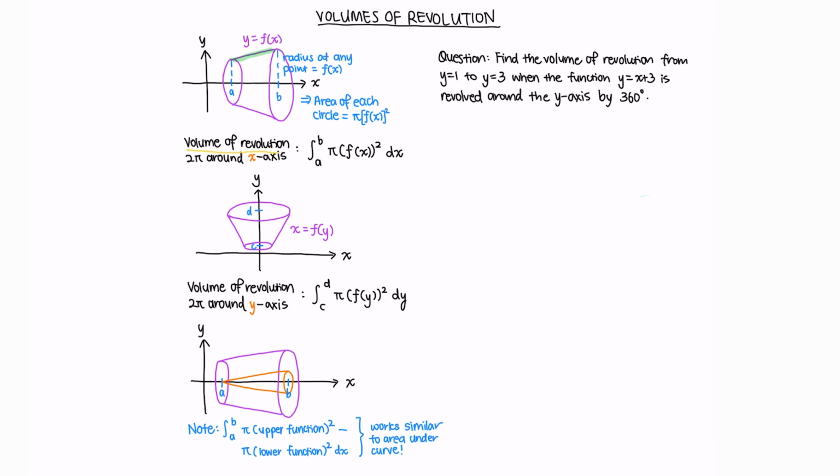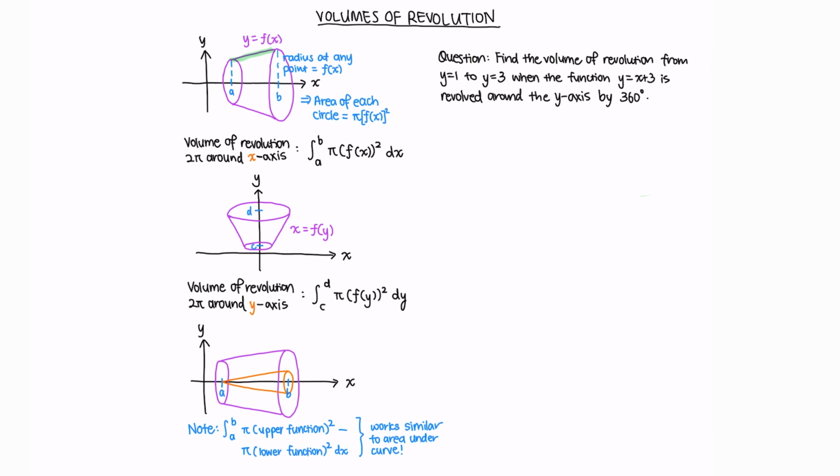So now, if you want to find the volume of revolution 2 pi around the x-axis, what we're going to do is take the definite integral of pi f(x) squared, and then we'll integrate from the lower x bound a to the upper x bound b. A to b, that's where the function starts and ends.